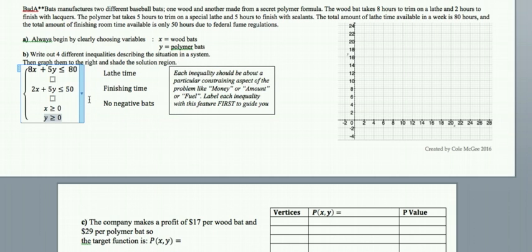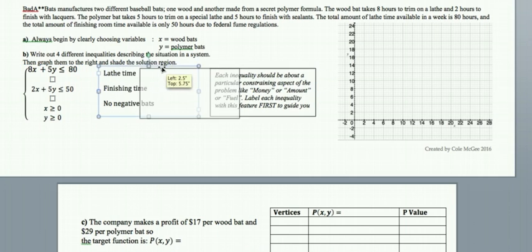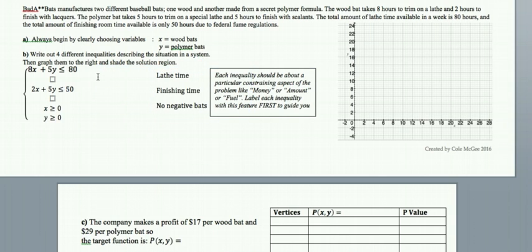Now you want to graph them. So let's go ahead and graph them. I'm going to scoot these guys over a little bit. Alright, so let's go ahead and graph these. So we're going to have to solve for y on each one first. So this is going to be y is less than or equal to, and I'm going to just solve for y. We've done this lots of times in class.